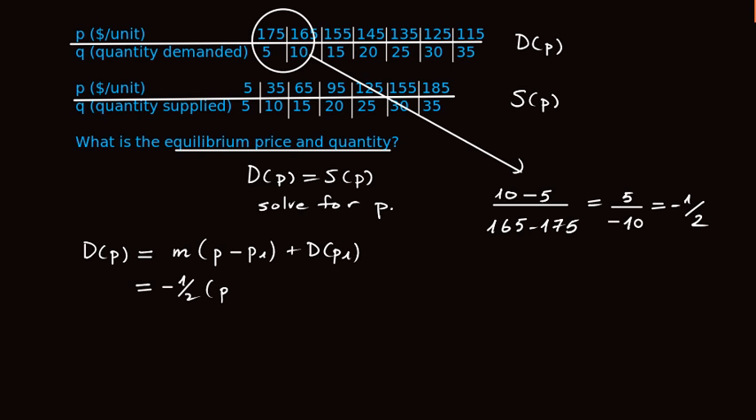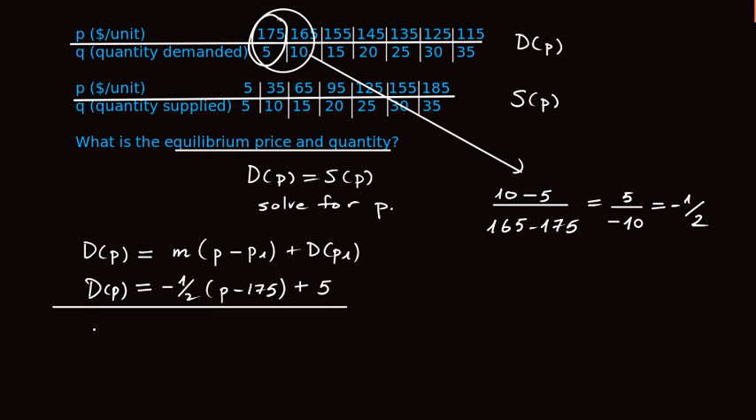Then we have p minus, now we take a point, let's take this point. The p1 for this point is 175, plus the D of p1 is going to be 5. So that gives us a formula for D of p.